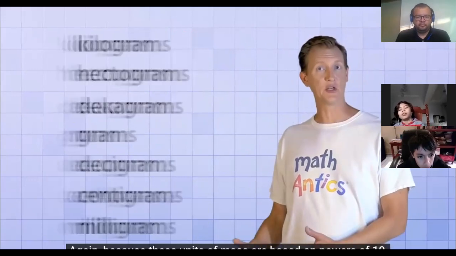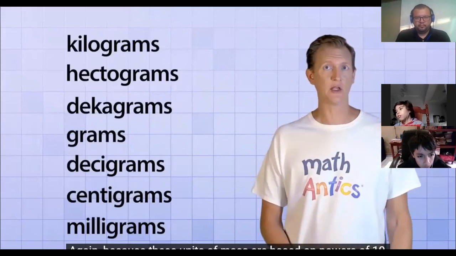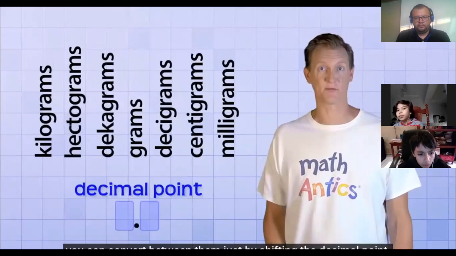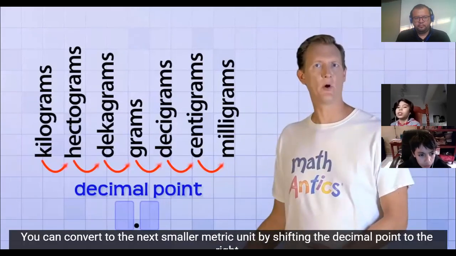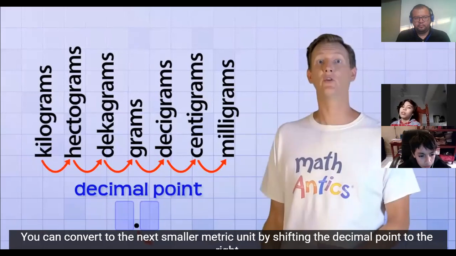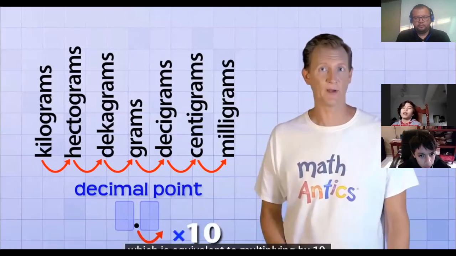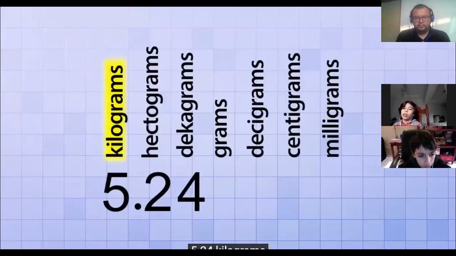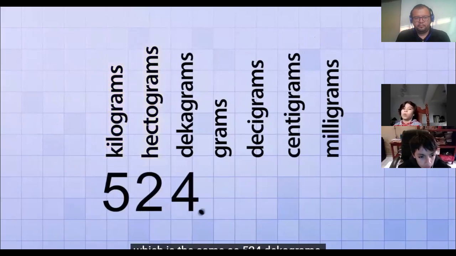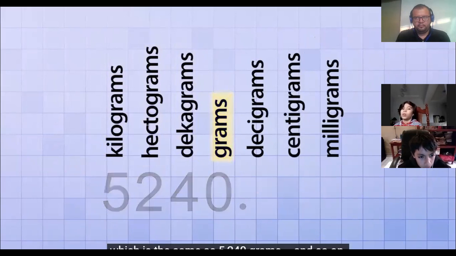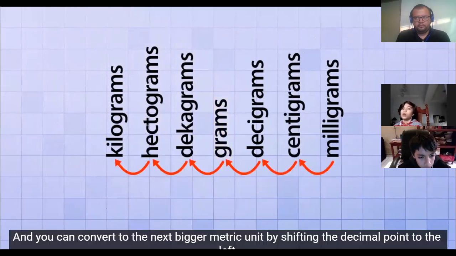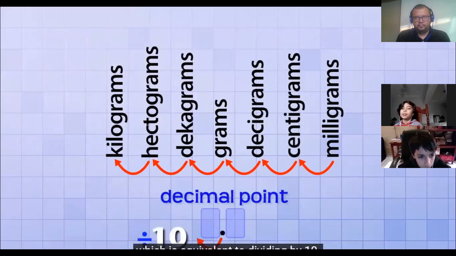Again, because these units of mass are based on powers of 10, you can convert between them just by shifting the decimal point. You can convert to the next smaller metric unit by shifting the decimal point to the right, which is equivalent to multiplying by 10. 5.24 kilograms is the same as 52.4 hectograms, which is the same as 524 decagrams, which is the same as 5,240 grams, and so on. And you can convert to the next bigger metric unit by shifting the decimal point to the left, which is equivalent to dividing by 10.